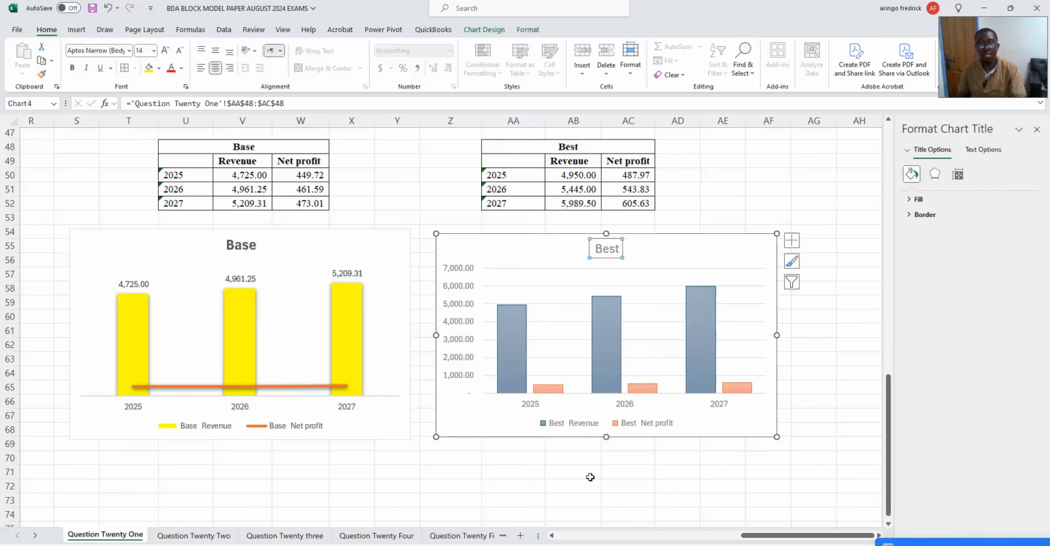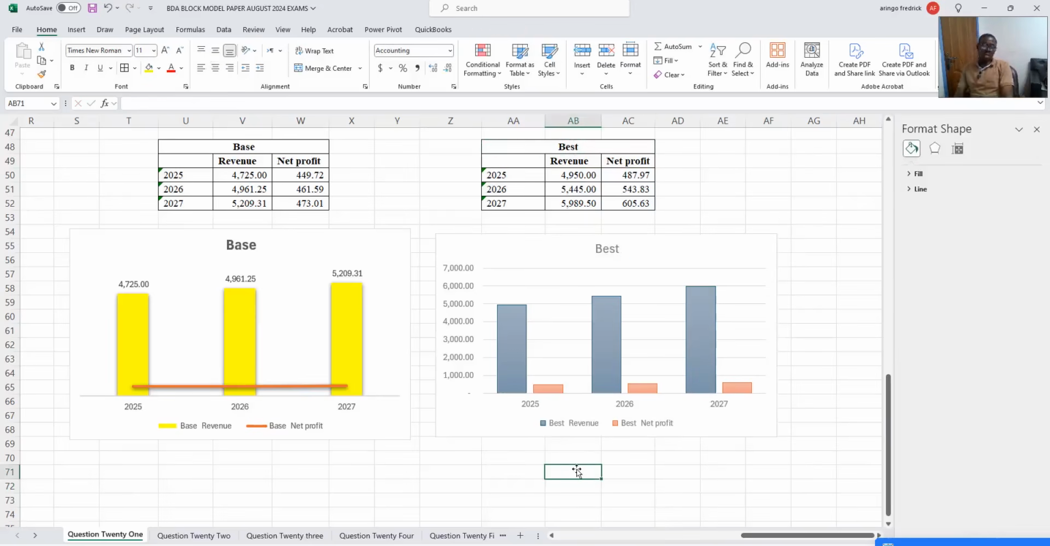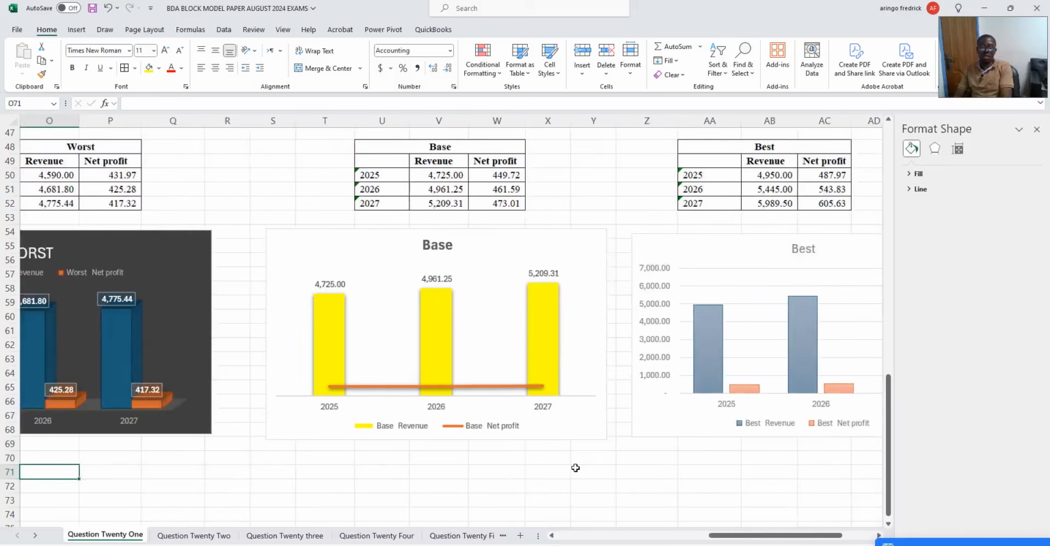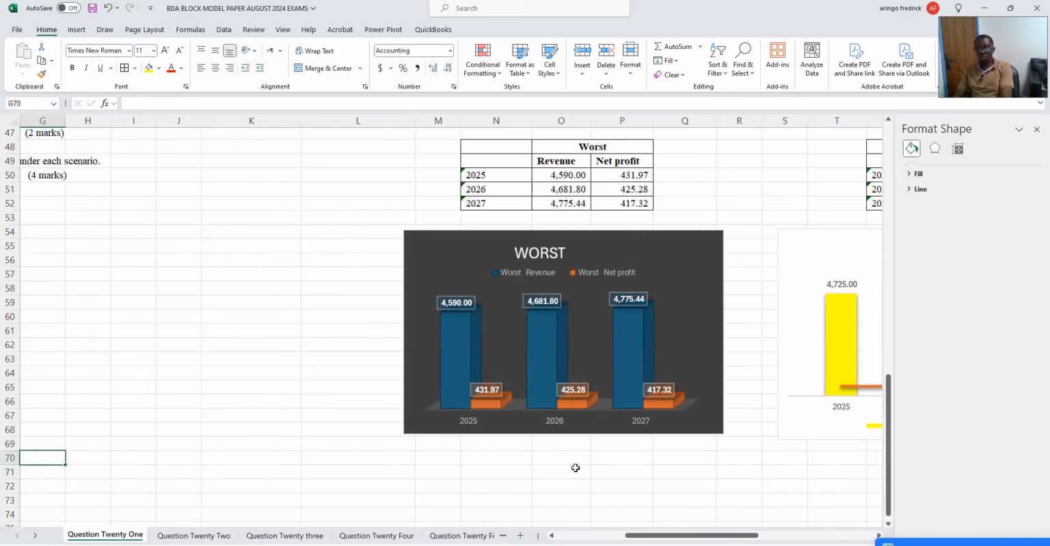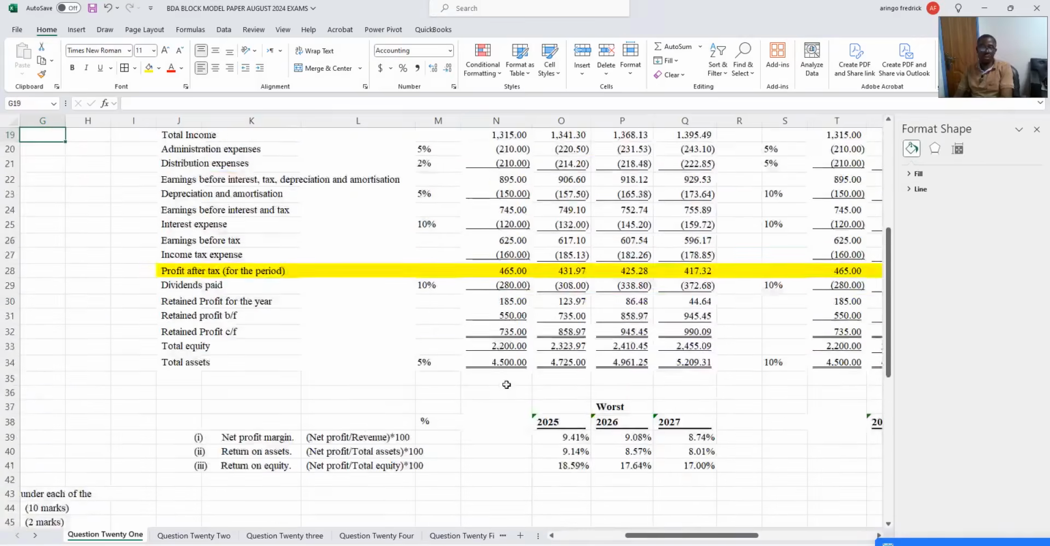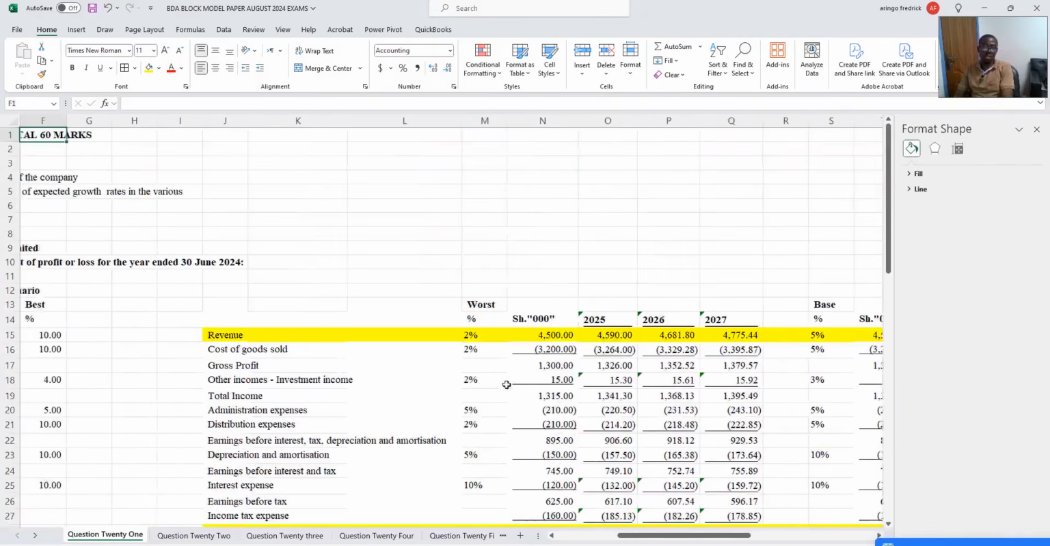So these are what you are required to do. Remember, for charts, it will purely depend on how you want to present your data. In our case, these are what you're supposed to do. So this was the first question.